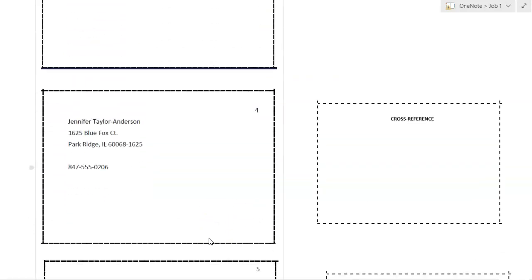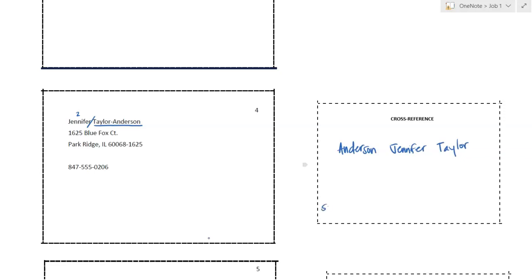For card number 4, we have a hyphenated last name. So if you recall from rule number 3, we're going to prepare our cross-reference card as well. So Taylor Anderson is going to be our original key unit, and Jennifer is unit 2. So my cross-reference card that I have here on the right, I'm going to, not type in, but write in Anderson, Jennifer, Taylor.